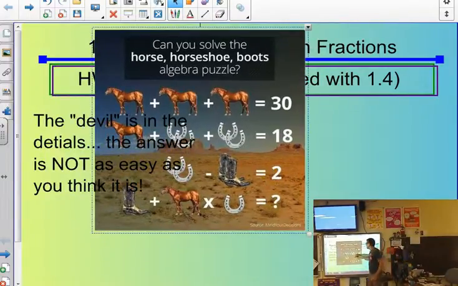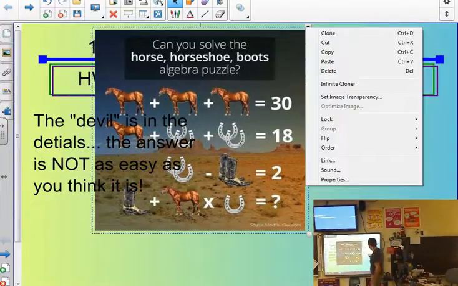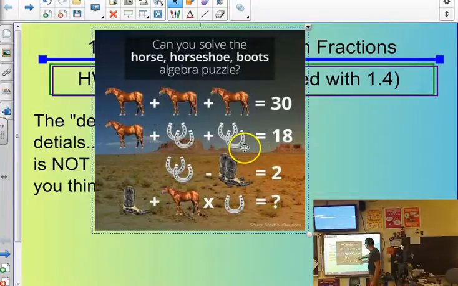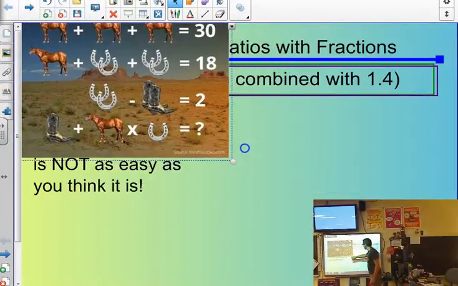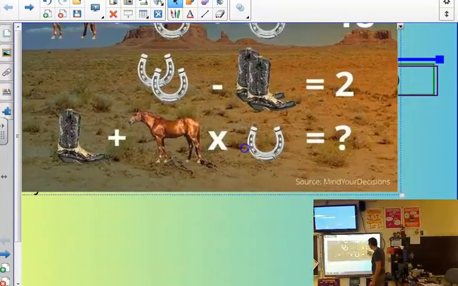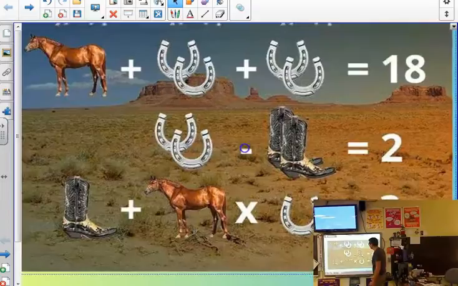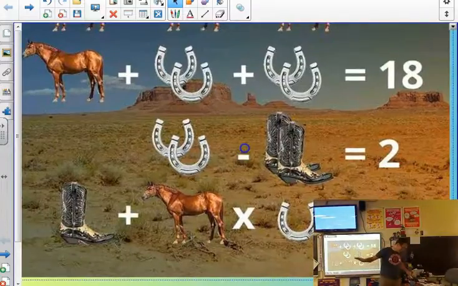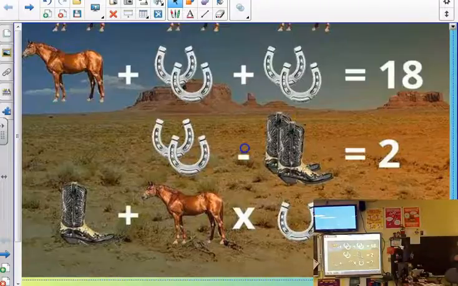And I'm not going to say it. Hold on. Order, bring to front. I'm going to make this as big as possible. I'm not going to say what details most people are missing. But when you look at it, if you see it, do not tell your peers. You will take away the fun.